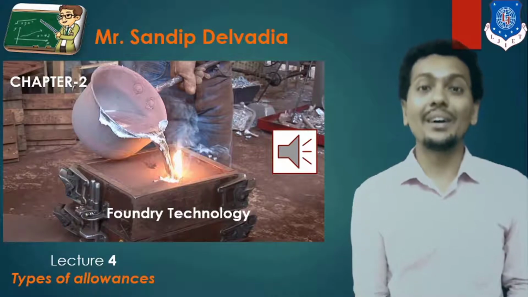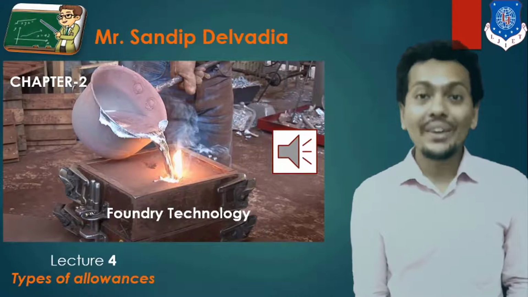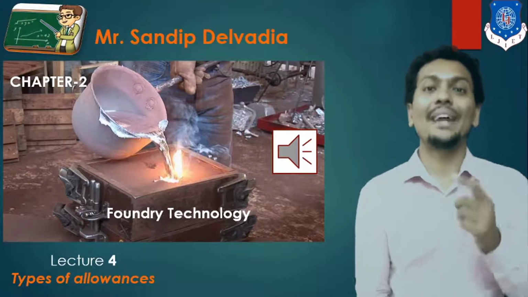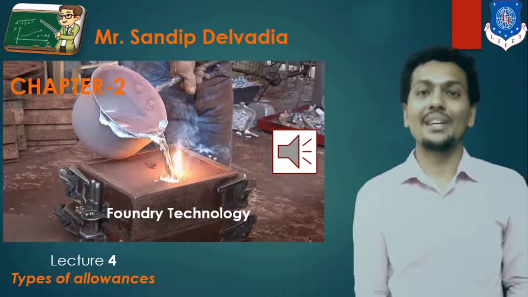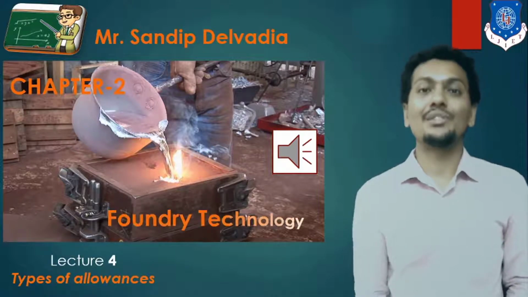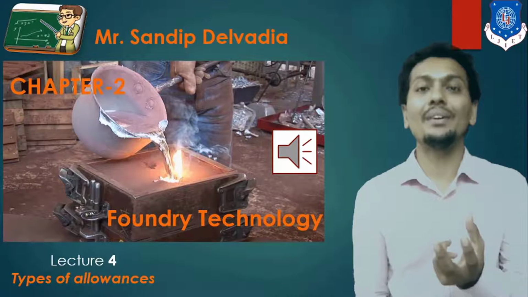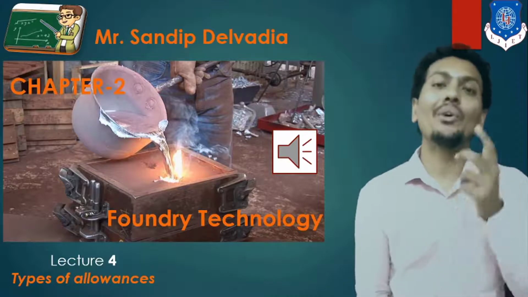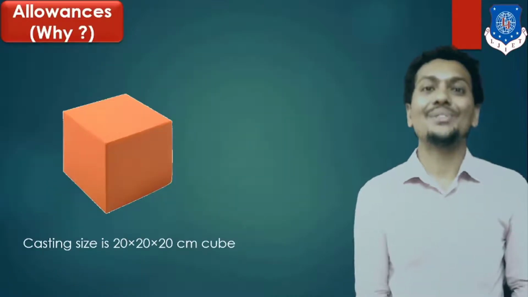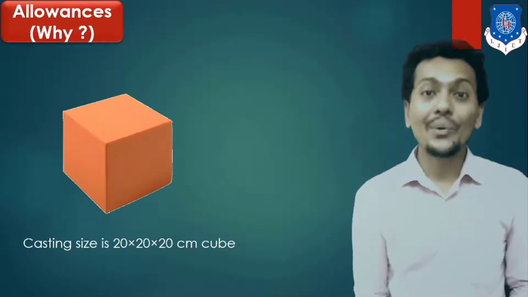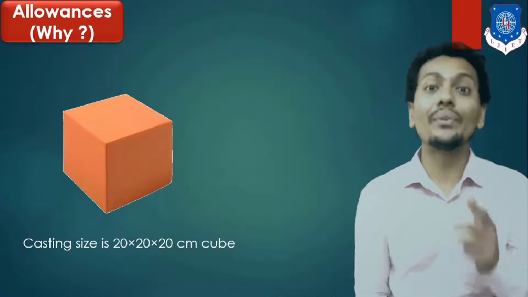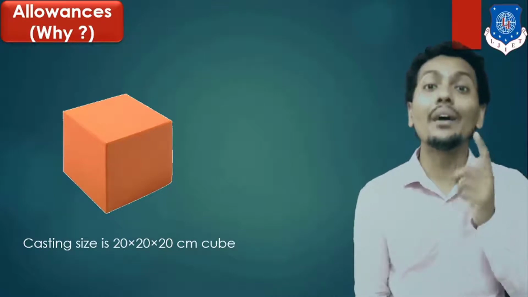As per our earlier discussion, foundry technology is also known as the casting process. In the casting process, your purpose is to make the cavity first, then you can pour your liquid metal. So in this session, we are going to discuss different types of pattern allowances.